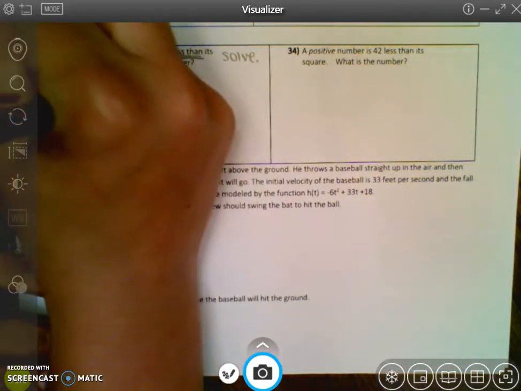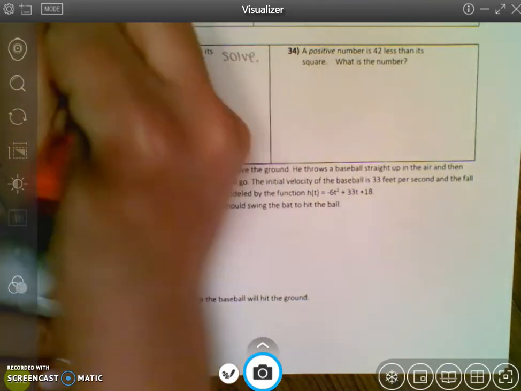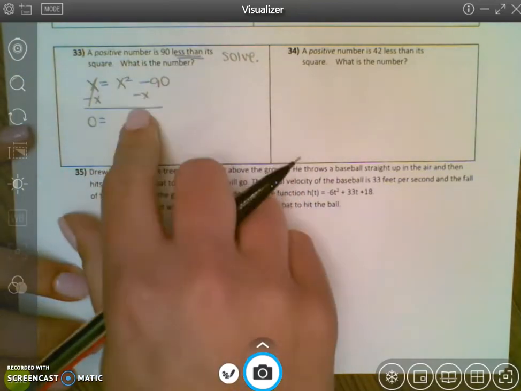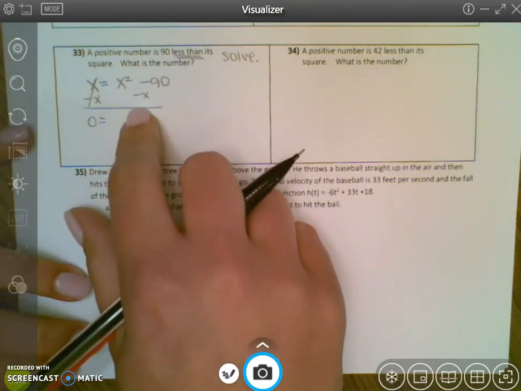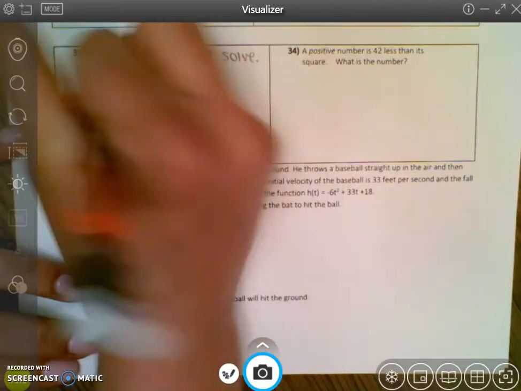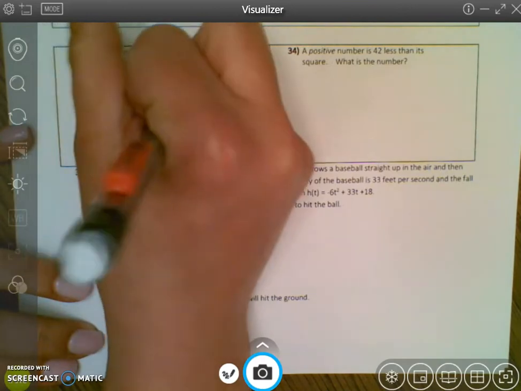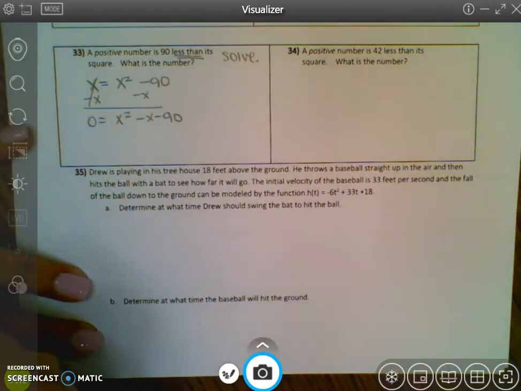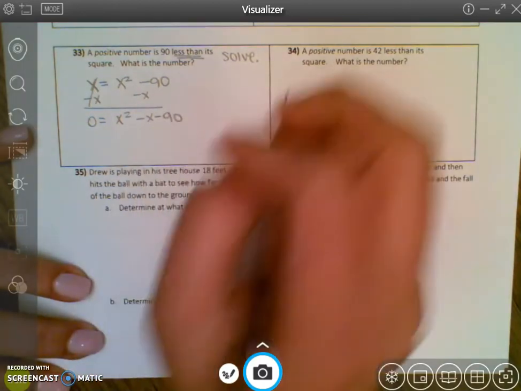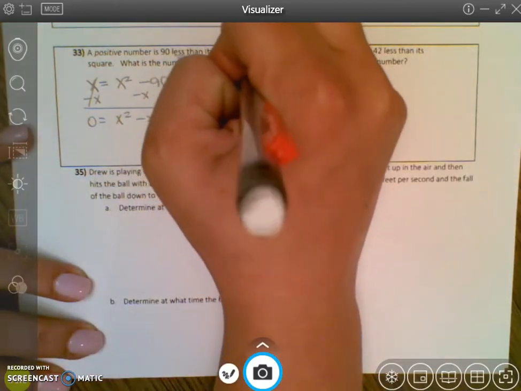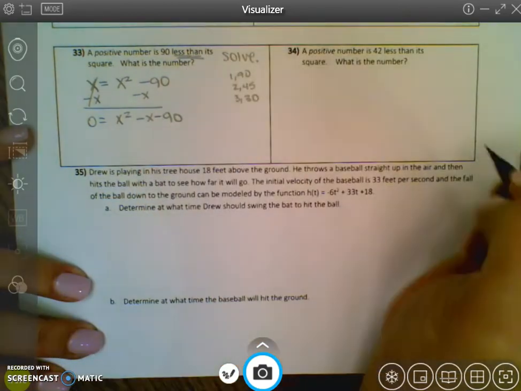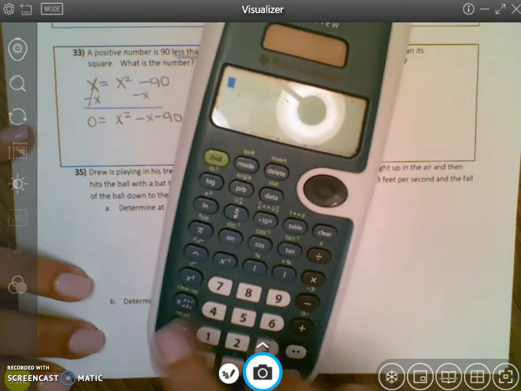So I need to move this x to the other side by subtraction. When I do that, it's 0 equals. None of these are like terms, and you have to make sure it goes highest to lowest: x squared, then the x, then the 90. x squared minus x minus 90. Then I need to factor it. So when I factor it, oh gosh, 90: 1 and 90, 2 and 45, 3 and 30. I don't know the rest of them. Let's use a calculator.